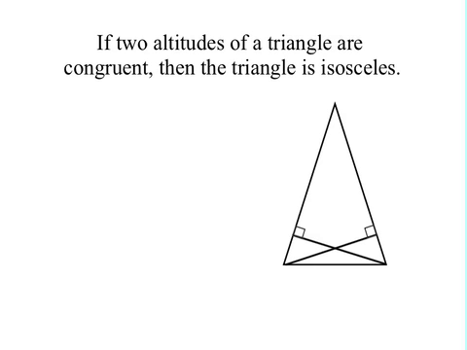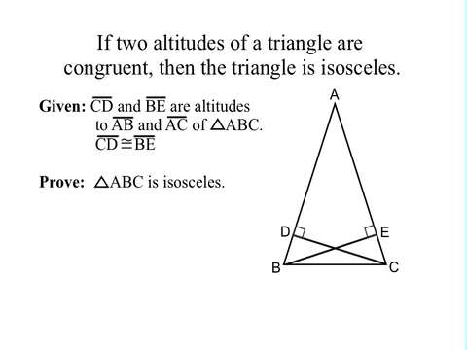Now here's a pair of altitudes, and since we're given that the two altitudes are congruent, we made the two altitudes the same length in our sketch. Then we label the points that we think might be necessary to label, and now we'll set up the proof. We're given here that CD and BE are altitudes to the sides AB and AC of the triangle. And we're also given that the altitudes are congruent, so we state that CD is congruent to BE. And then we're trying to prove that the triangle ABC is isosceles.